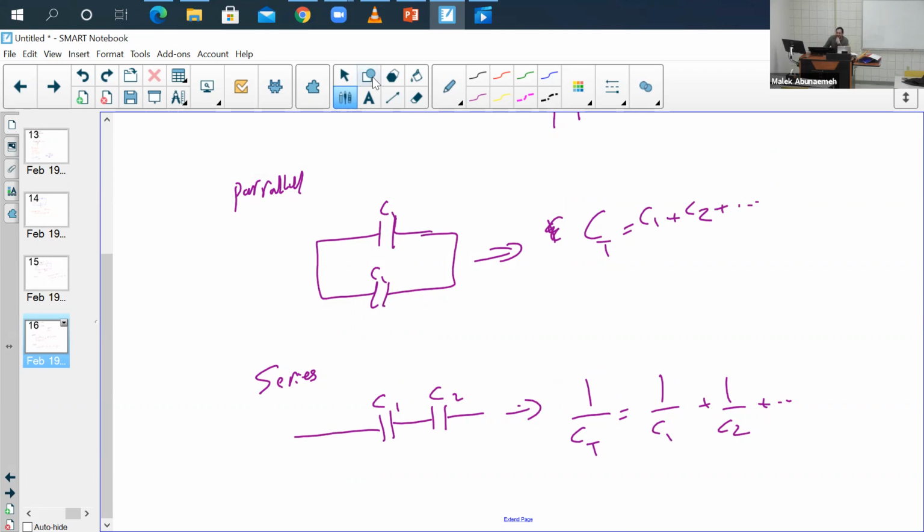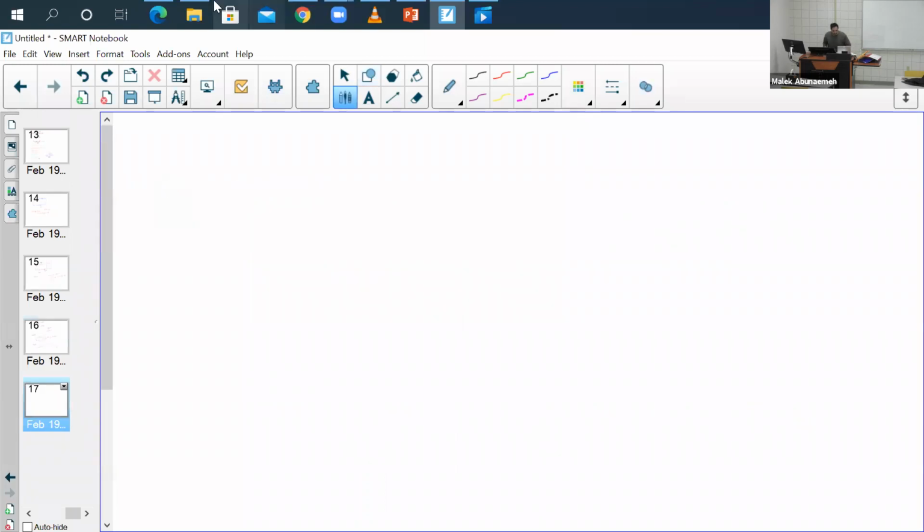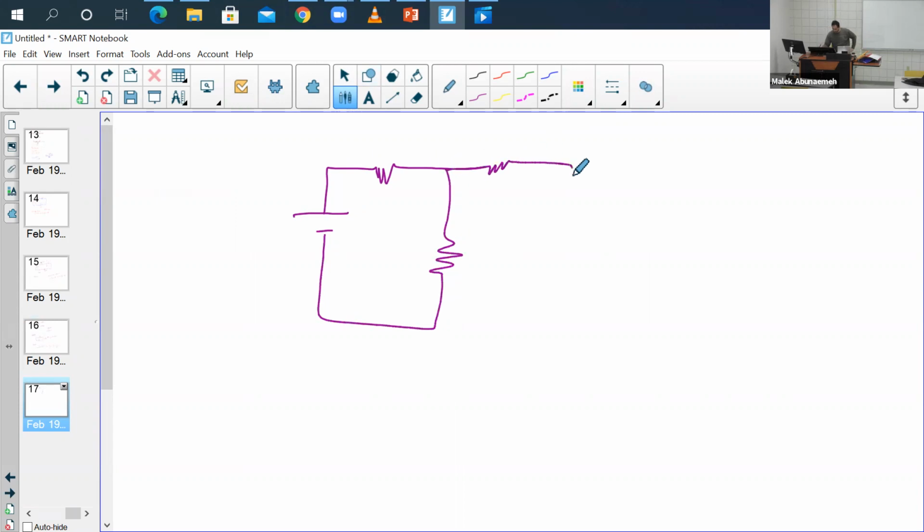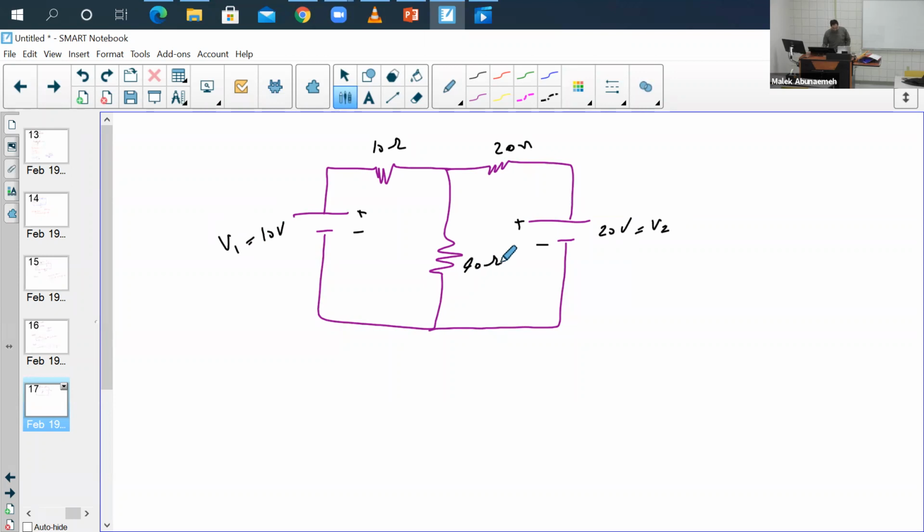Now, let's do one more example of a circuit to find using Kirchhoff's rule. So let's say you have this circuit. Let's say this is 10 ohms. Let's say this is 20 ohms. And let's say this is 20 volts, which this is your positive negative, this is your positive negative, and this is going to be your 10 volts. So this is your V1, let's call this your V2, and this is your 40 ohms.